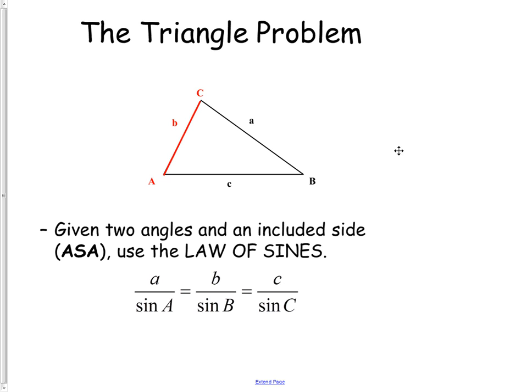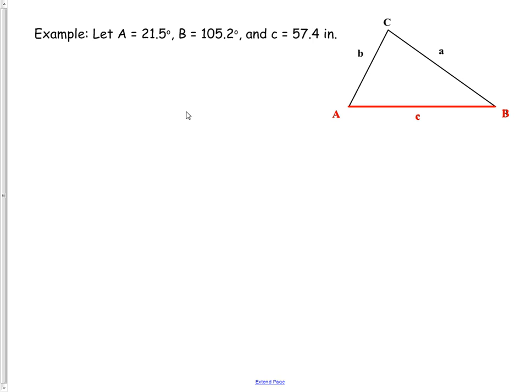Let's go through another example similar to the one that we just did. This is the angle side angle situation, and in this case, again, I want to solve for some missing sides if I'm given these angles, and we'll find that it's kind of like our last situation with the angle side, only slightly different. So let's go through an example right here. Let's say that we're told angle A is 21.5 degrees, angle B is 105.2 degrees, and side C is 57.4 inches. That is, we're given this information right now.